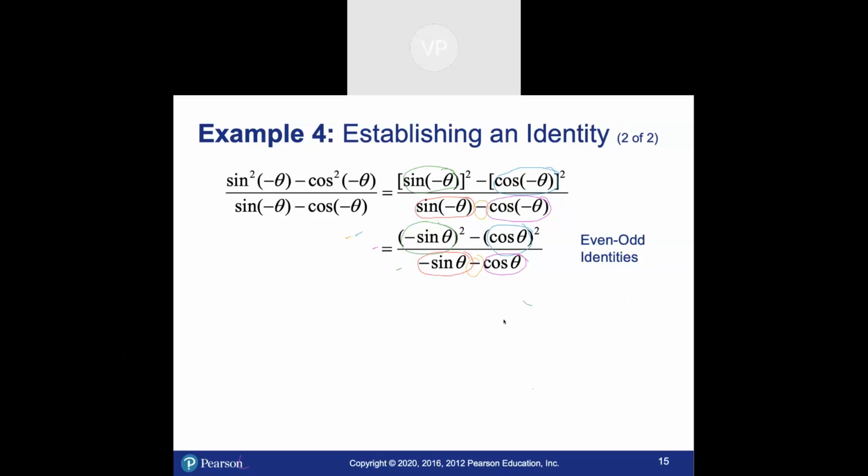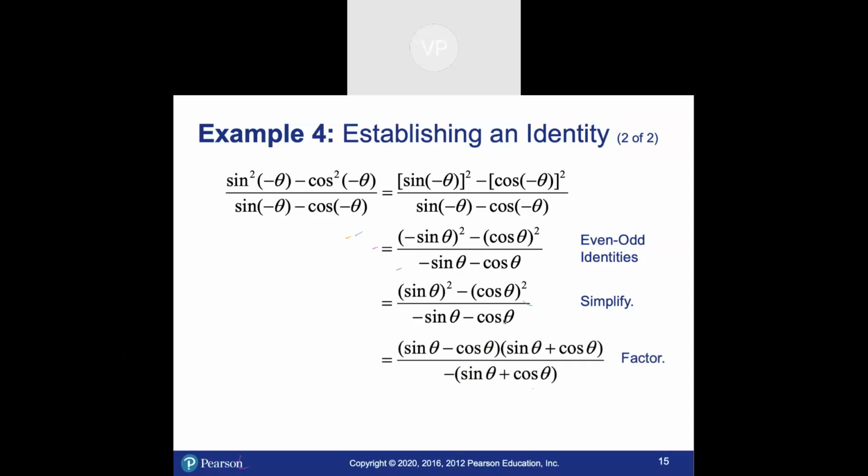So now we try to see if we can clean this up a little bit more, and you'll see what we get. The top becomes sine square minus cosine square, which is not an identity. The bottom becomes negative sine minus cosine.